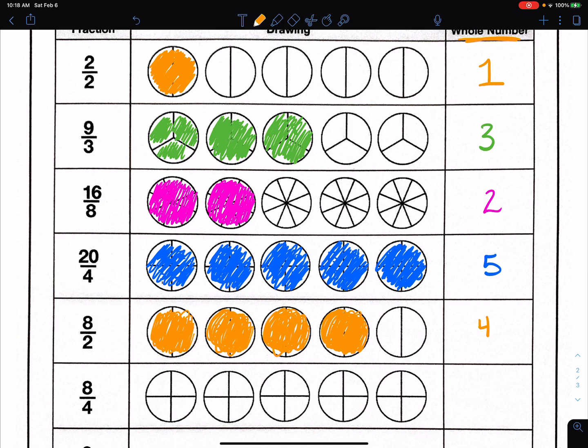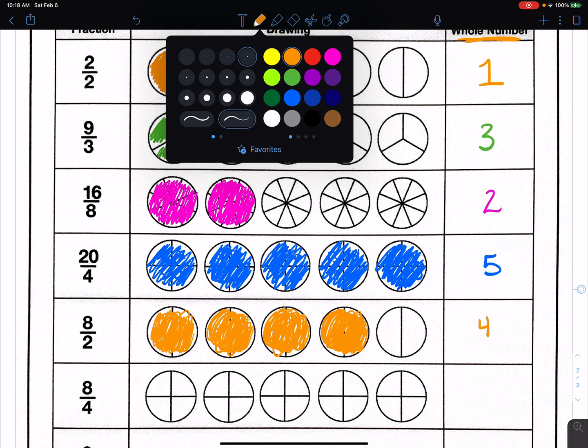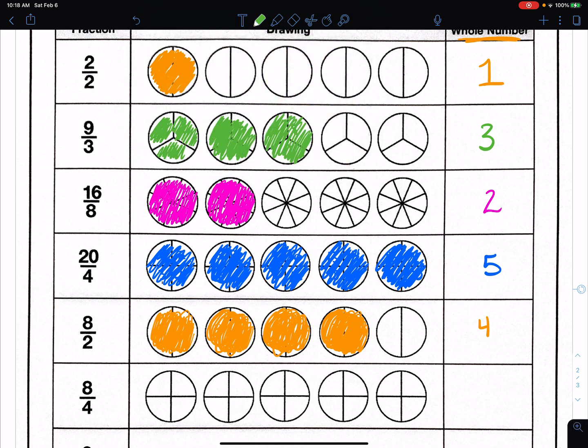Alright, what about this 8/4? Pause this video and try to solve that one, and then come back and check your answer. So I see that I have each circle divided into fourths, and I need to color 8 of them.